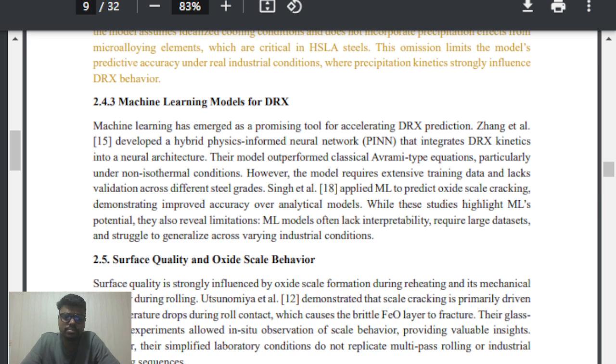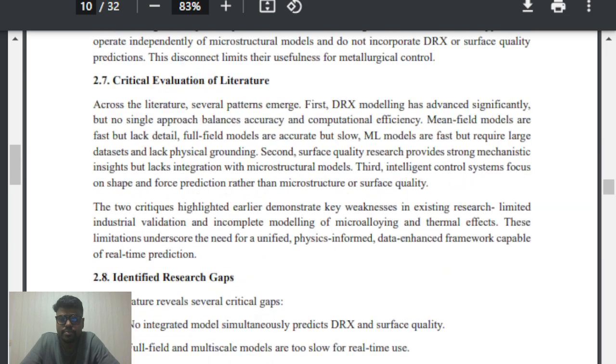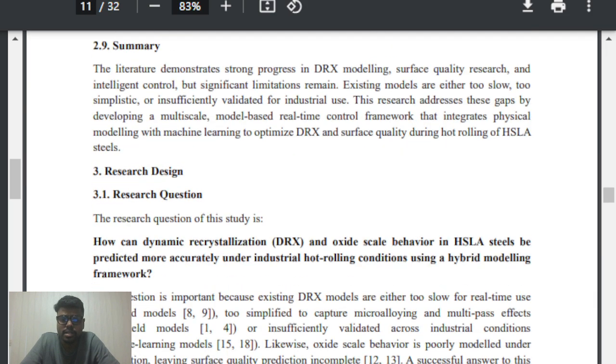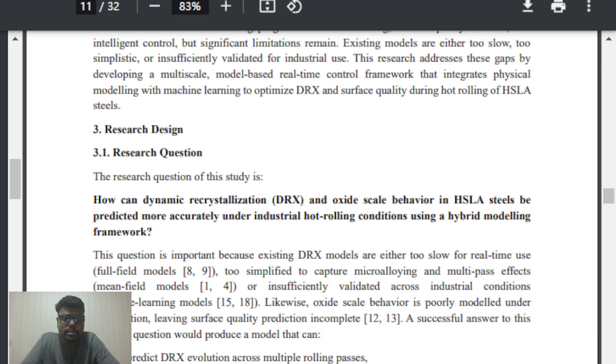So these gaps lead directly to my research question: how can dynamic recrystallization and oxide scale behavior in HSLA steels be predicted more accurately under industrial hot rolling conditions using a hybrid modeling framework? The aim is to develop a model that can predict DRX evolution, predict oxide scale cracking risk, and operate fast enough for real-time control.